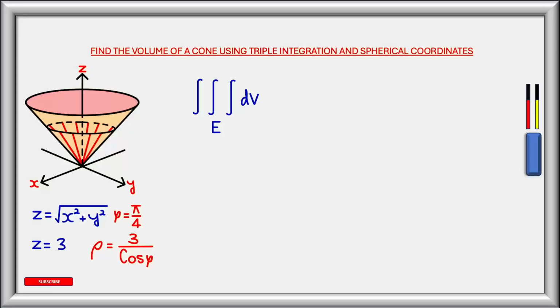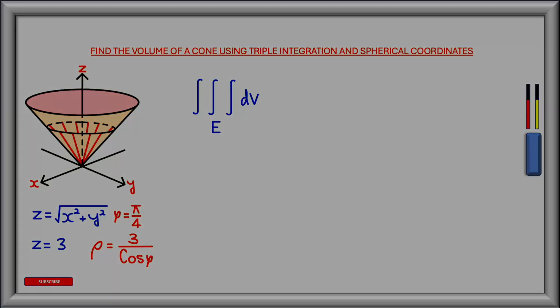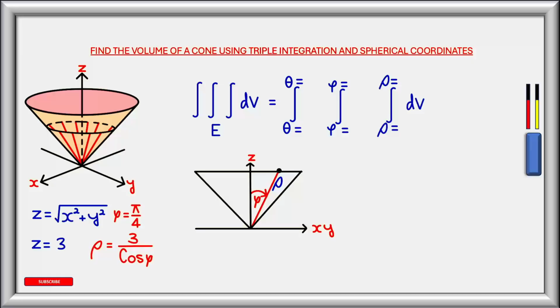To find the volume, we need to integrate over the region, which we'll call E, and some infinitesimally small pieces of volume shown here as dV. We need to unpack this and define our region using spherical coordinates. This will give us our limits of integration for rho, theta and phi, and then look at what dV equates to in this context. Let's begin by finding the limits of integration for rho.